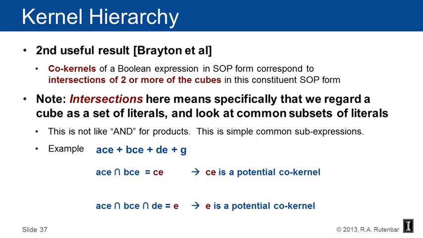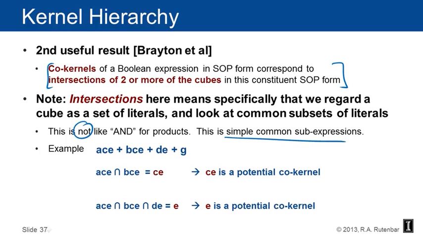Now, that was my first result. Here's my second result, another result from Brayton and friends. Co-kernels of a Boolean expression in sum of products form correspond to intersections of two or more cubes in the constituent SOP form. Intersections here means specifically that we regard a cube as a set of literals, and we look at common subsets. Right, so this is not like ANDing for products.